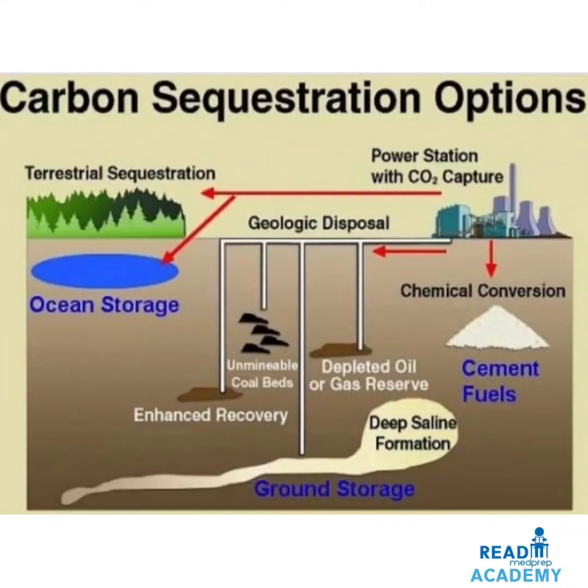Here you can see the carbon sequestration options, where carbon dioxide is produced from the power stations, and this carbon dioxide helps in chemical conversion to cement and fuels. This carbon dioxide is also utilized or injected into the depleted oil or gas reserves, deep saline formations, and unminable coal beds, where enhanced recovery is done, and also into the oceans. Terrestrial sequestration of carbon also occurs.